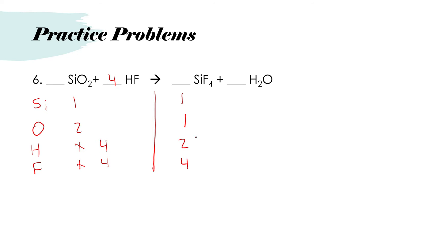Okay, once we do that, in order to get hydrogens balanced, we're going to need to double this, which will give us 4 hydrogens and 2 oxygens, and that makes us balanced. We've got 4, 4, 2, 2, 1, 1, and 4, 4. So 1, 4, 1, 2 for that one.